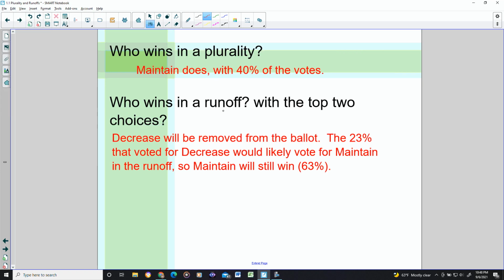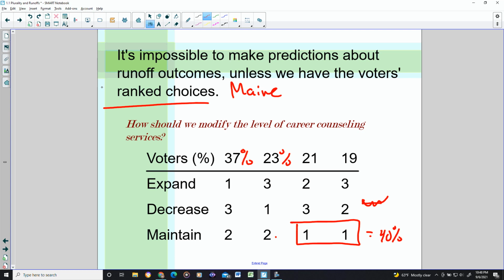Okay, who wins in a runoff with the top two choices? Okay, all right, so let's look at a runoff, right? So in a runoff, the lowest vote total is eliminated. In this particular case, who has the lowest? So maintain was 40. Now expand, 37% of the people said that they would rather expand, and 23% said that they would decrease. So guess what? Decrease is off the table because only 23% of people prefer to decrease services.